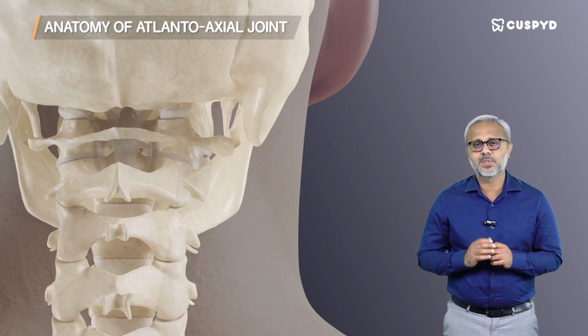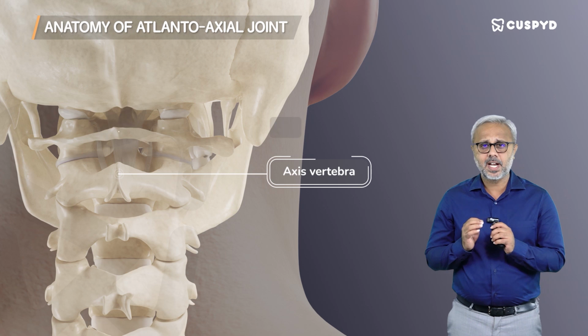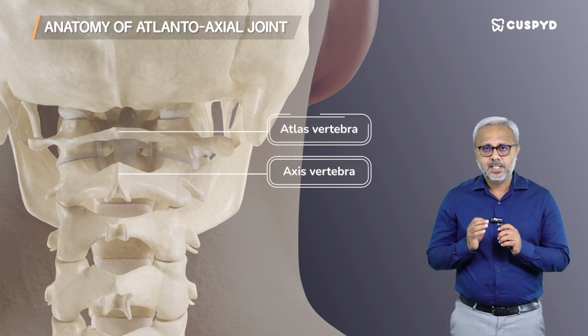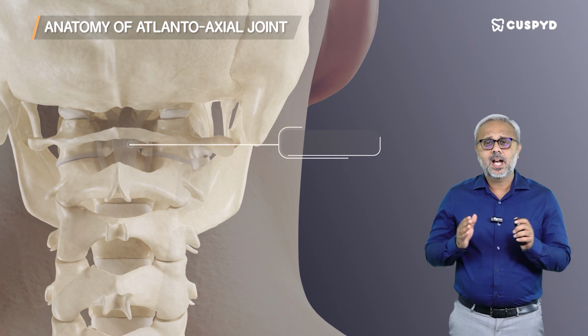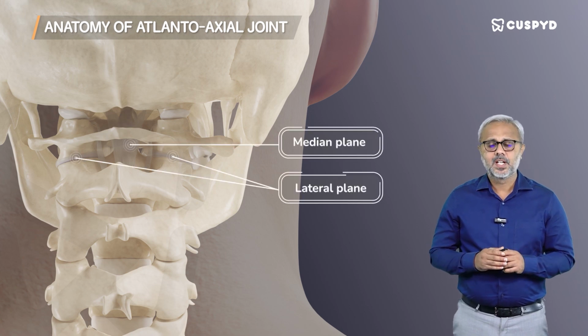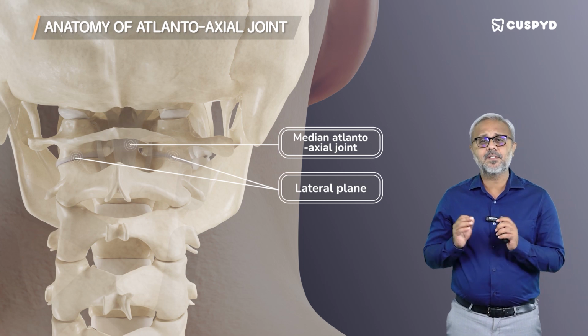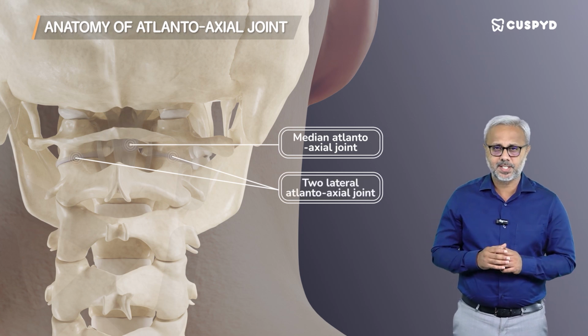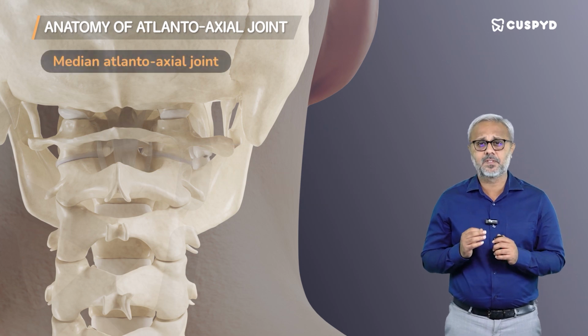Atlantoaxial joints, as the name suggests, are the joints between the axis vertebra and the atlas vertebra. The joint occurs at three places, one in the median plane and two in the lateral plane. So we have a median atlantoaxial joint and two lateral atlantoaxial joints. Let's learn about the median atlantoaxial joint first.